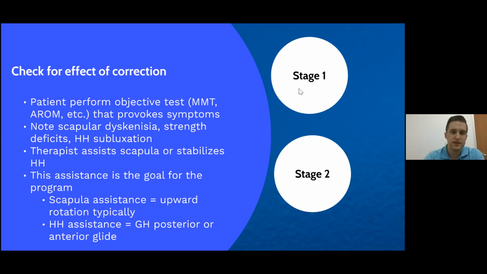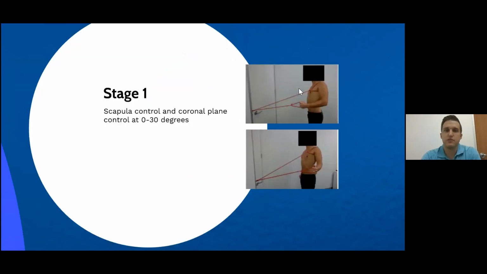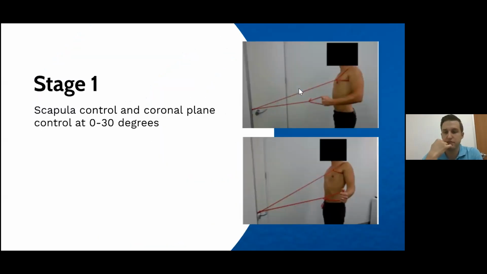So I'm going to go through the stages now one by one. I included some of the pictures from the actual Watson protocol so we can tease those out a little bit. So stage 1 is basically gaining basic scapular control and coronal plane control at 0 to 30 degrees. So some of the exercises that they recommended would be just that scapular setting where you're pulling that scapular retraction and a little bit of depression if they have a lot of upper trap movement, but then also gearing that with a little bit of external rotation to get the rotator cuff involved.